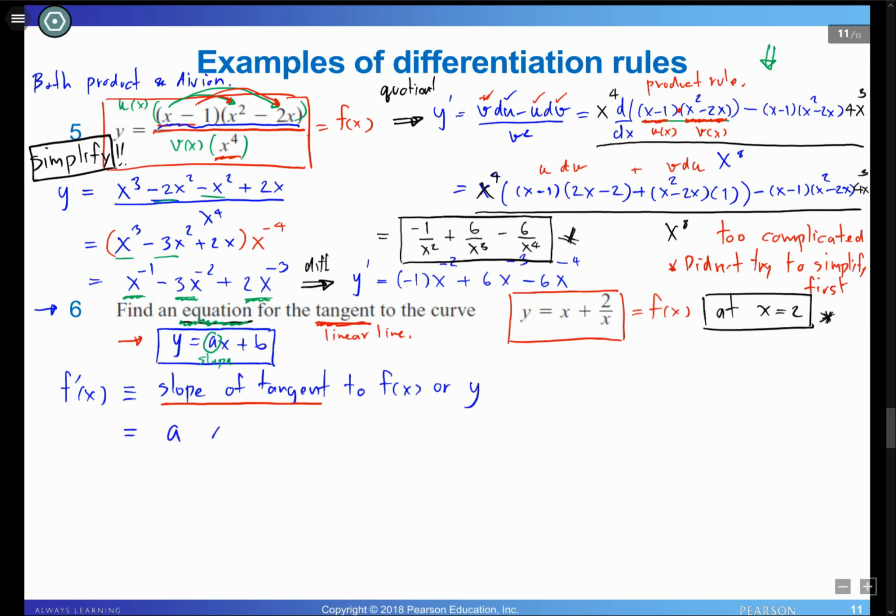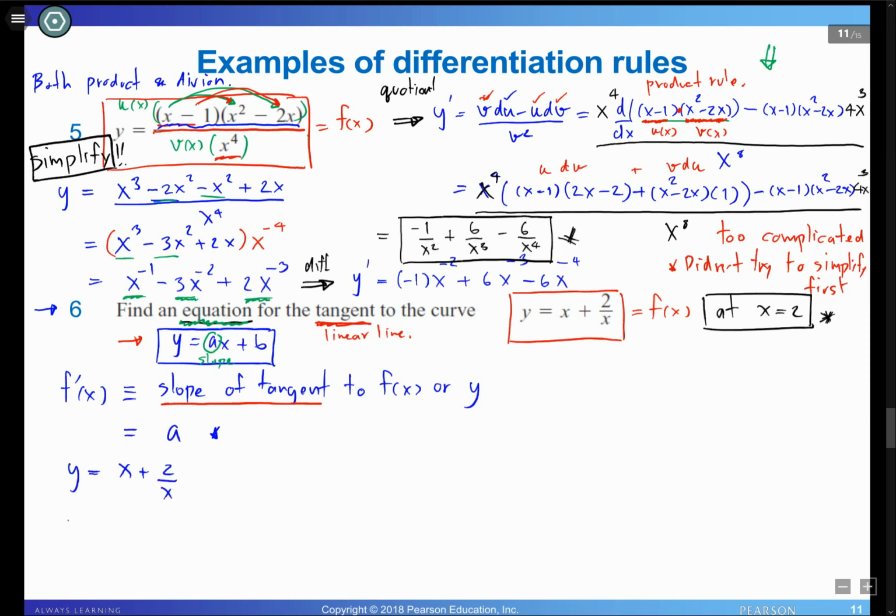Okay, so this is the key. Now we need to find the derivative so that we know what a is. Now back to this, y equal to x plus 2 over x. That is our function, and now we want to find the derivative.